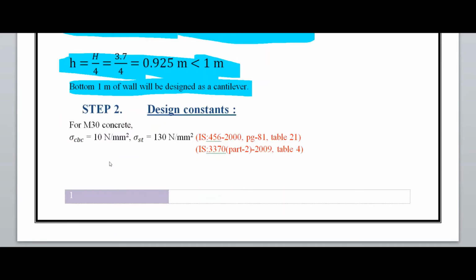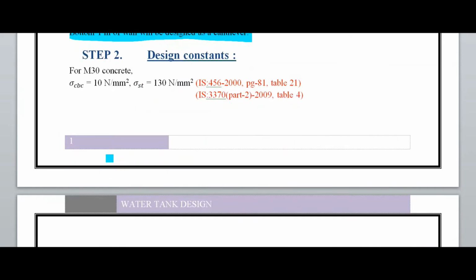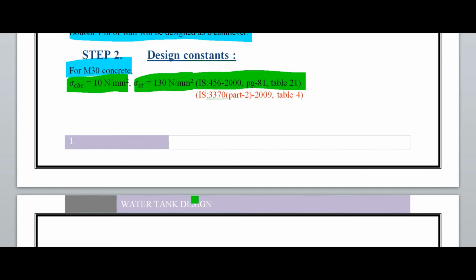Now the next step is to find the design constants. First is the M30 grade of concrete. For the M30 grade of concrete, we have to find sigma cbc and sigma st. Sigma cbc is from IS 456:2000 page number 81 table 21, and sigma st is from IS 3370 part 2, 2009 table 4. Let's check these two data.